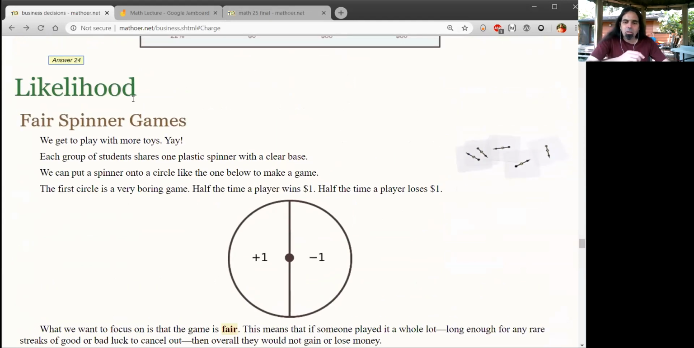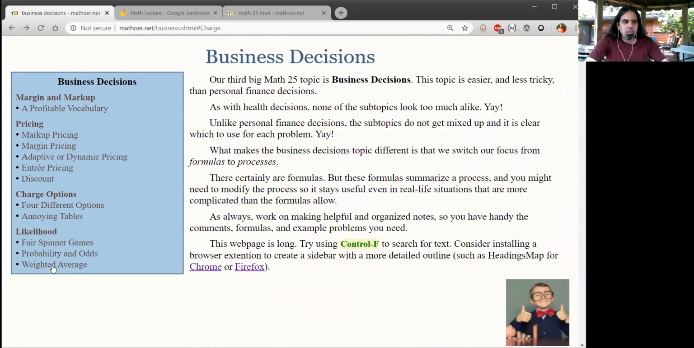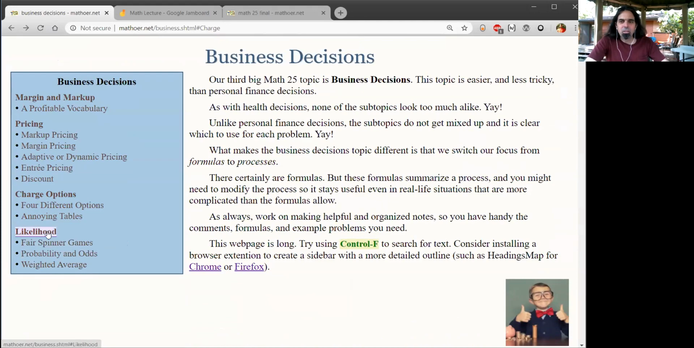So our last topic is likelihood. We're not going to be able to finish it in 20 minutes, but we'll get a little bit into it. Since we didn't have questions on margin and markup, but we did have a question on discount. Never mind. No new homework will be due. So just same as before.